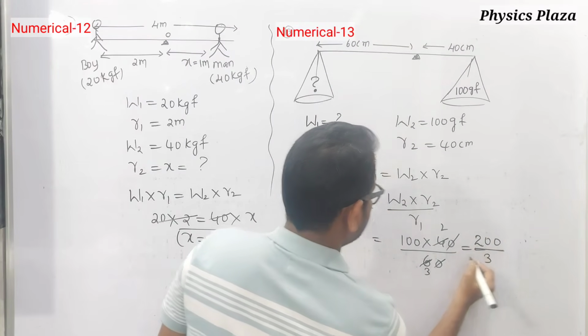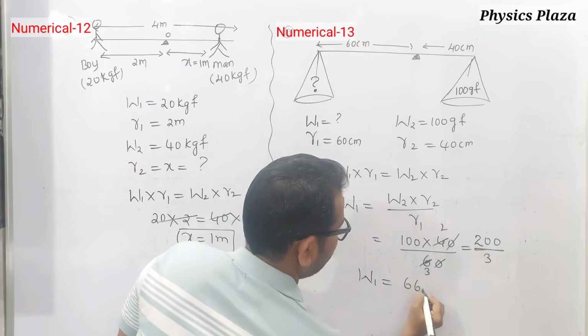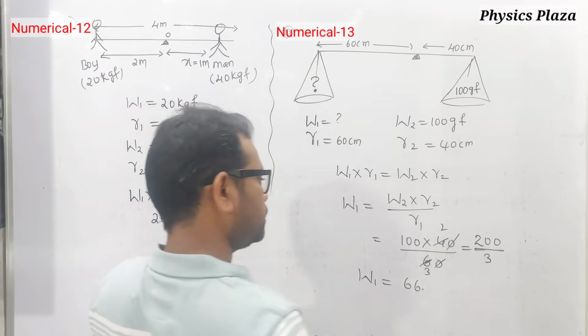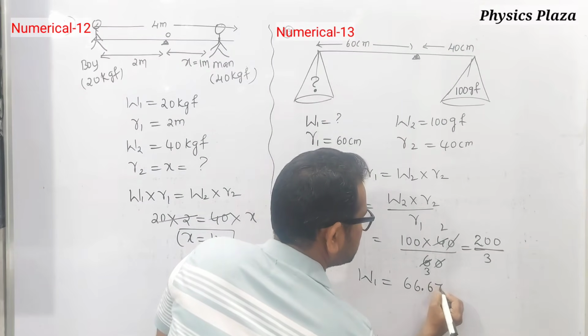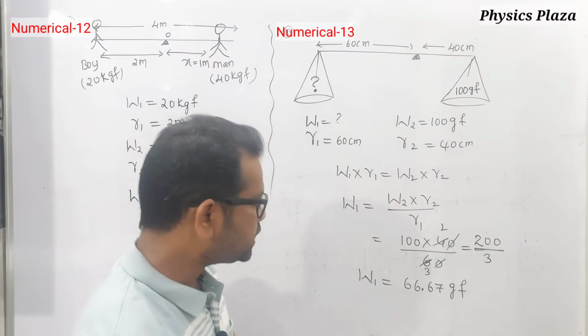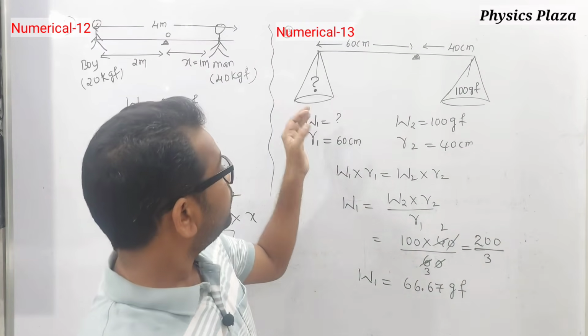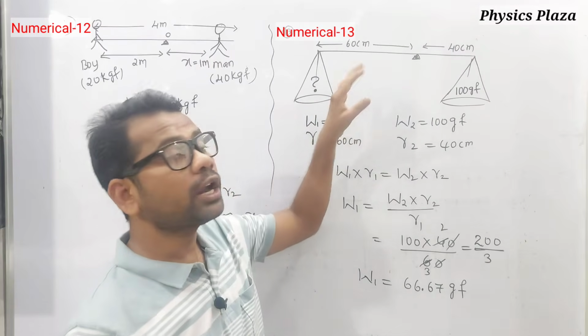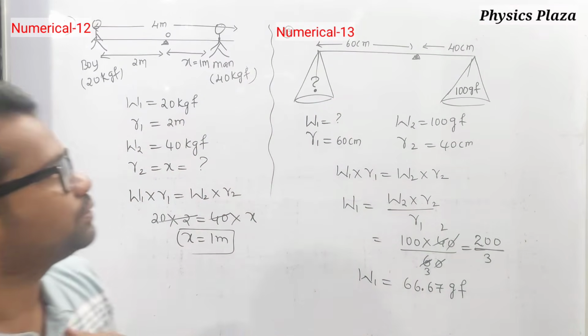So children, if you simplify, approximately you can get 66.666, that is 66.67 gram force. I mean, a 66.67 gram force weight should be placed in the pan of the long arm in order to balance this situation. Is it clear, children? Just copy it.